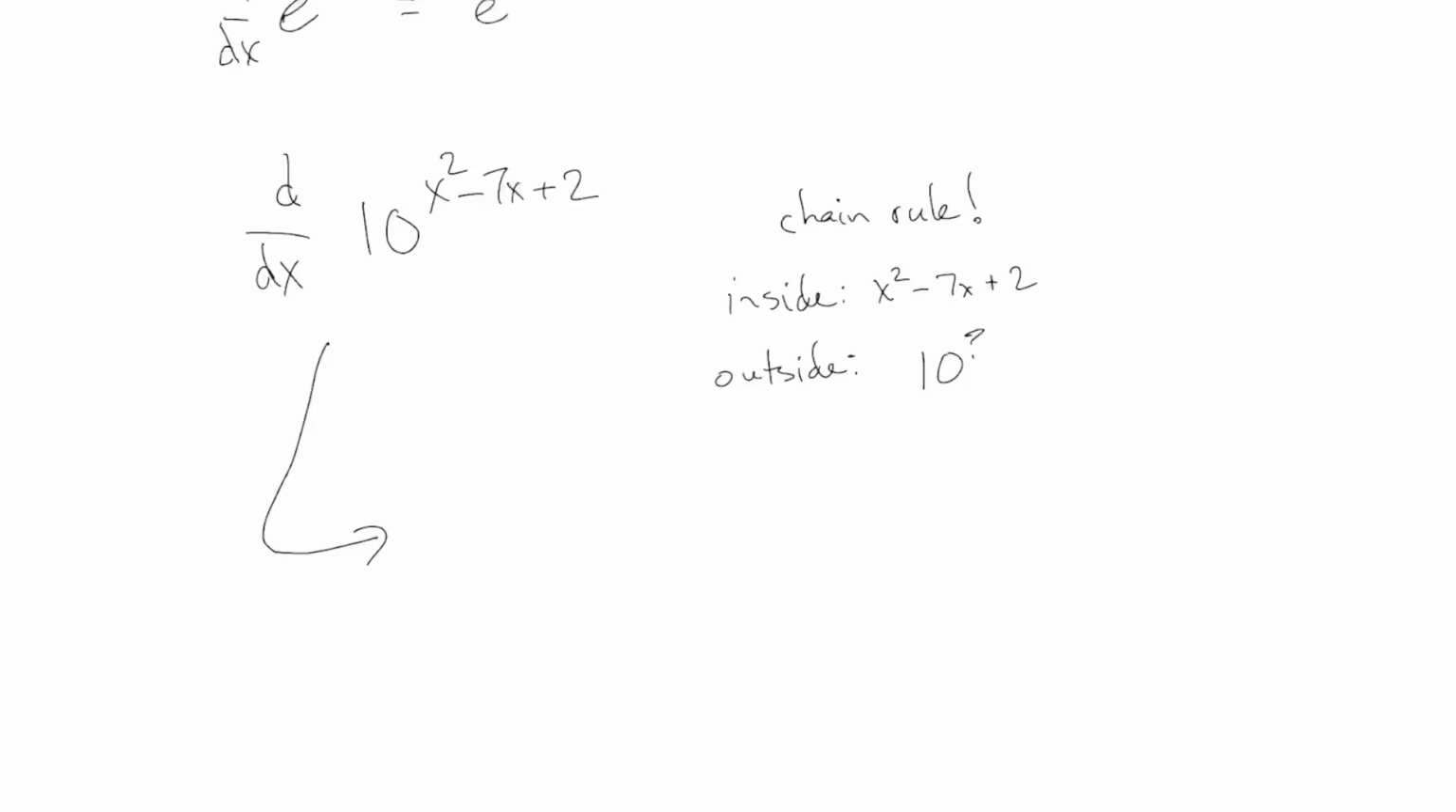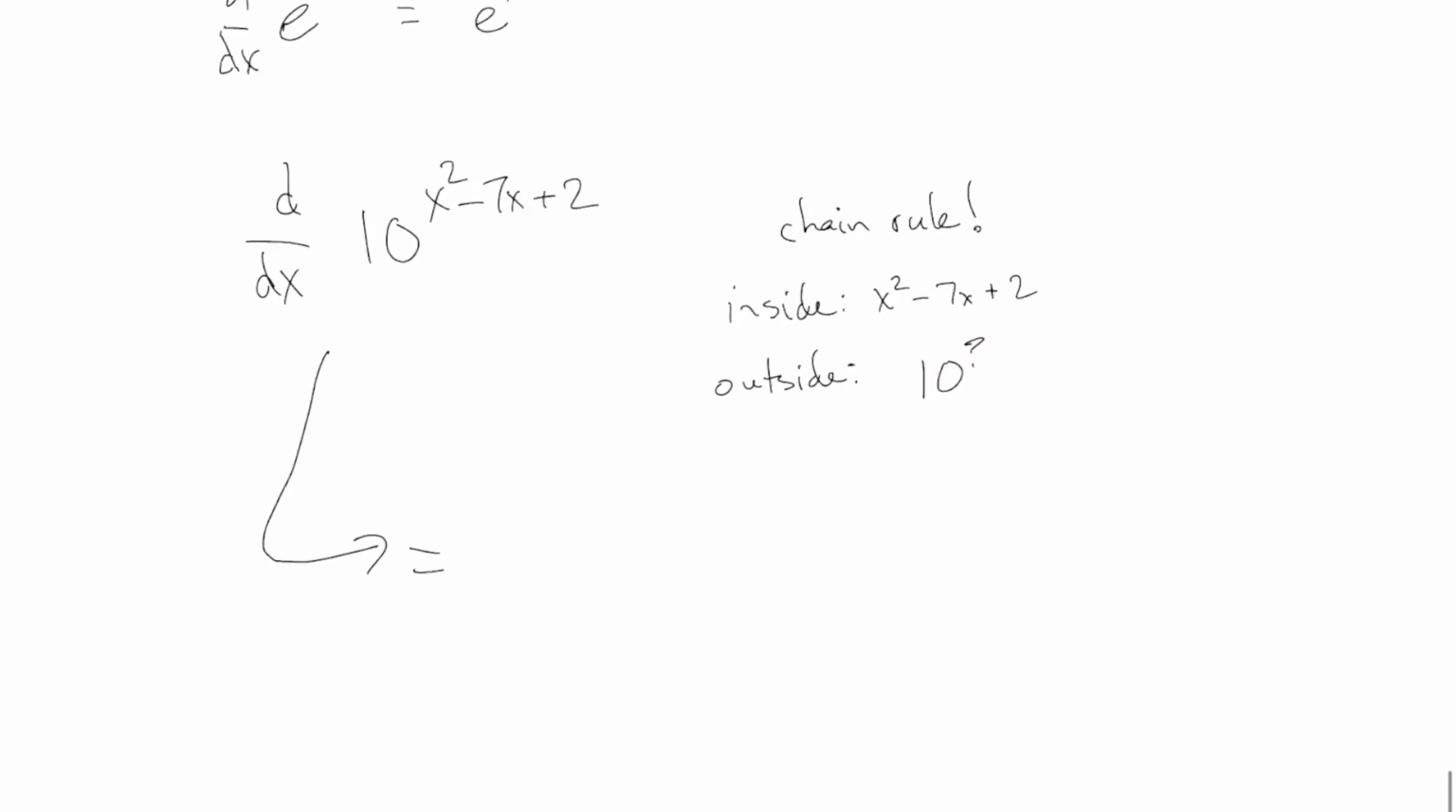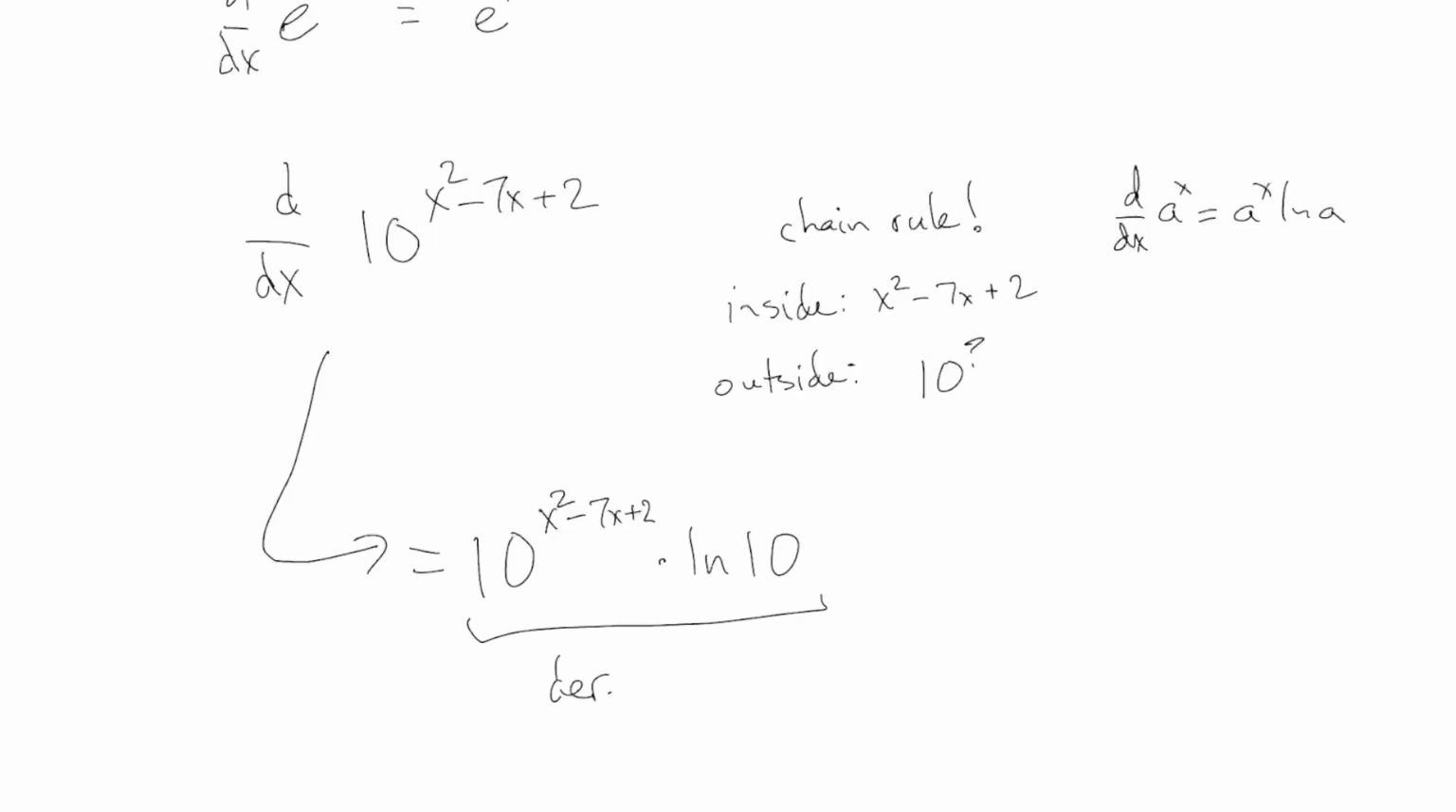So the derivative here, I'm doing the chain rule. Derivative of the outside part first. The outside part is 10 to some power, which means I use the a to the x rule because it's not an e. I will just copy it here to remind us. A to the x ln a. So I'm using this rule here with 10 for a and the thing on the inside instead of x. So it looks like 10 to the same thing on the inside times ln of 10.